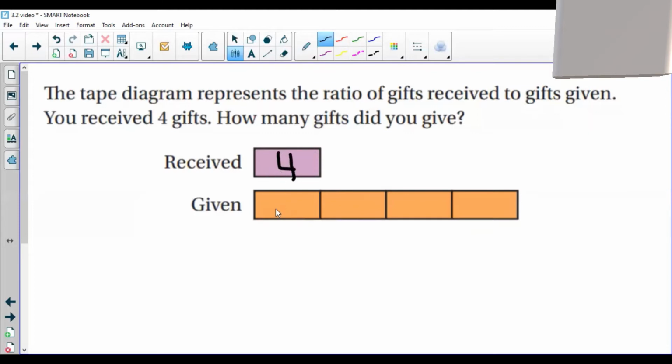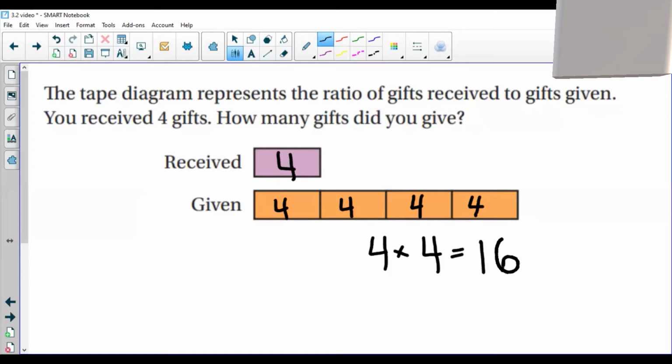then these boxes are the same size, so what can I say about each of these boxes? They're all worth 4 also. So I could put a 4 in each of these boxes, and we can figure out how many gifts I gave away. If you like to add, you could add 4 plus 4 plus 4 plus 4, or the easiest way, in my opinion, is to multiply. 4 times 4 is 16, right? You know that.